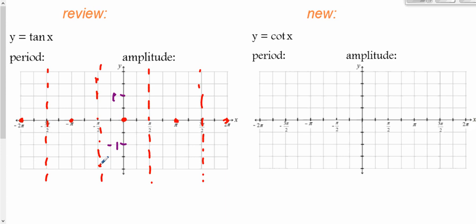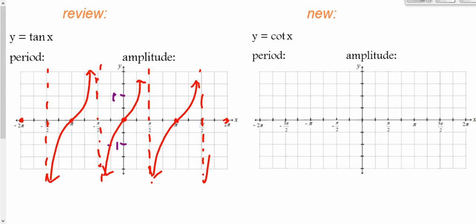Okay, and then remember the curves look like this. They swoop up, swooping up, swooping up, and if you're stopping at 2 pi, you're going to have half a swoop over there. Stopping at negative 2 pi, you're going to have half a swoop over there. The period is pi because the width of one cycle is just pi units, and the amplitude is undefined because there is no top. It just goes on infinitely far in the y direction.